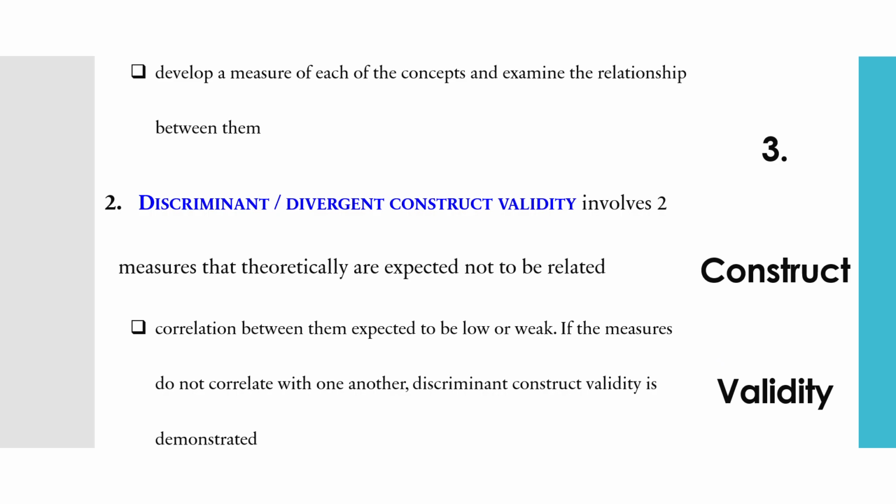Now, discriminant or divergent validity, and these are things that you might not necessarily use in your research, involves two measures that theoretically are expected not to be related.